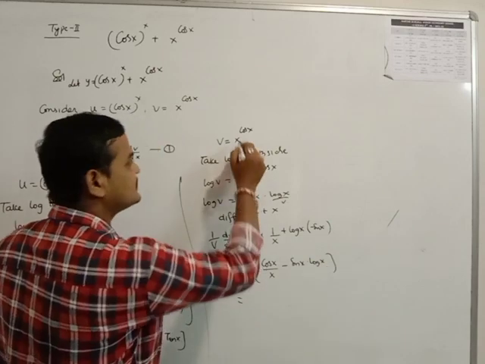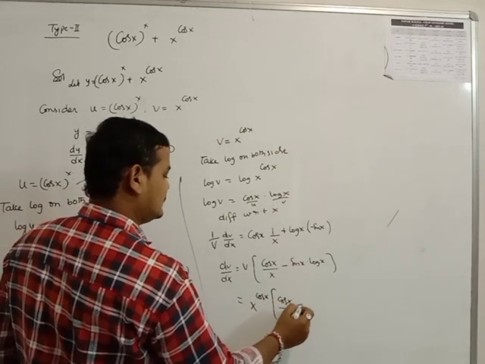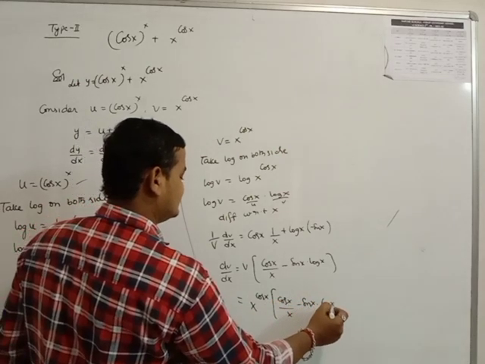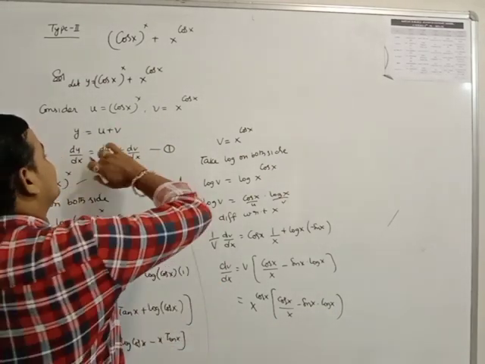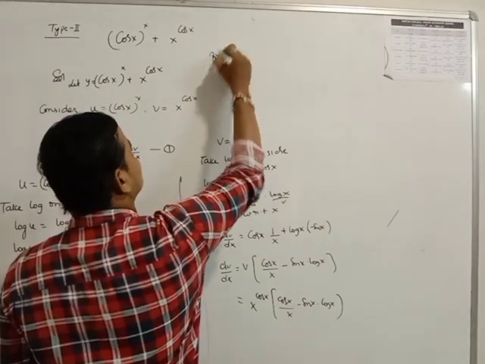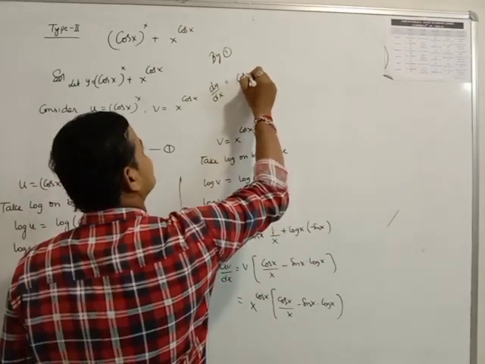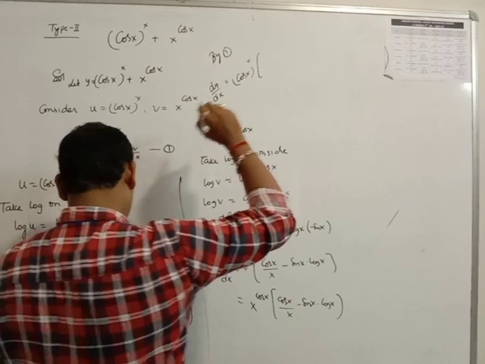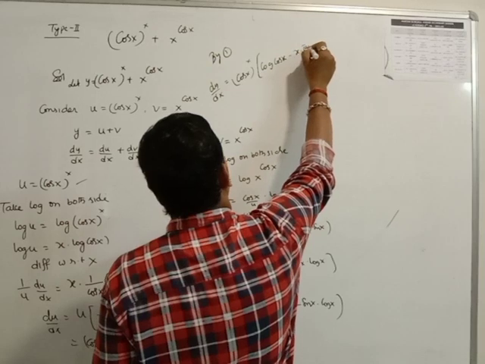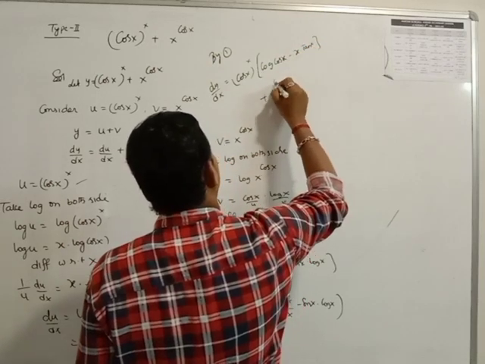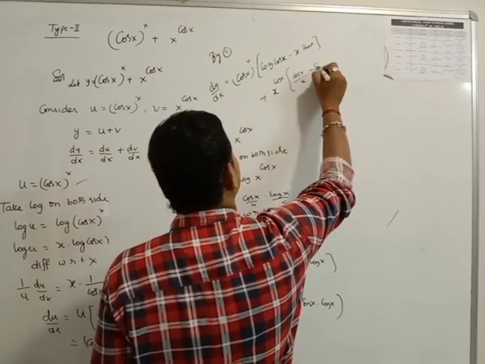So the v value is x to the power of cos x into cos x by x minus sin x into log x. Here you get du by dx, and here you get dv by dx. Finally, substituting in equation 1, dy by dx is equal to du by dx, which is cos x to the power of x into log cos x minus x into tan x, plus x to the power of cos x into cos x by x minus sin x into log x.